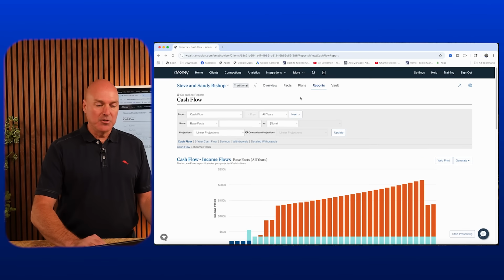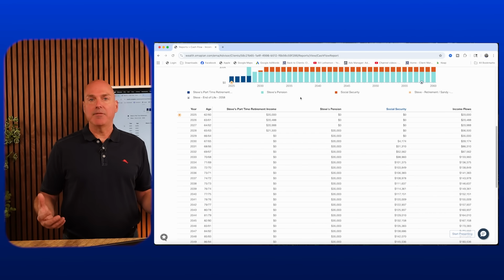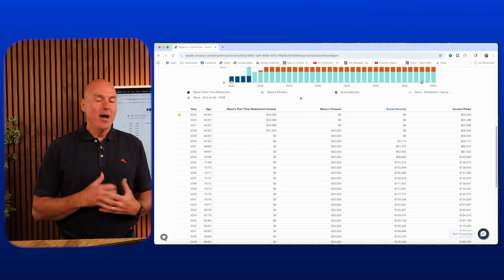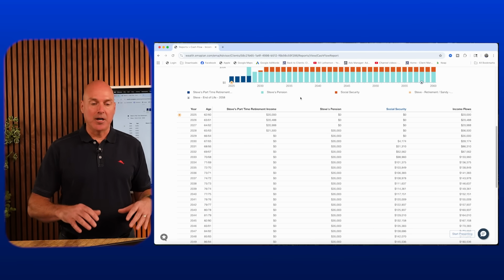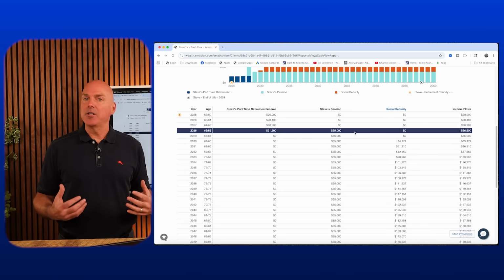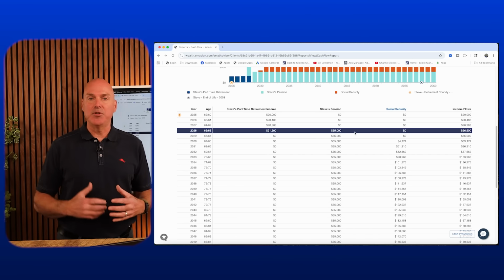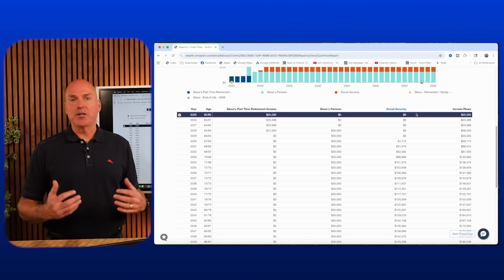Under income flows, for example, we can see that they definitely have some of this variability that I'm talking about. Steve's got a part-time job that he's going to have for the next few years in the early part of retirement. He's got a pension, but that pension doesn't kick in until 65. That's a few years from now. They also are going to take Social Security.